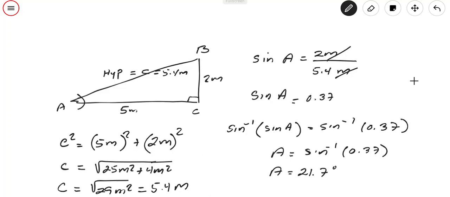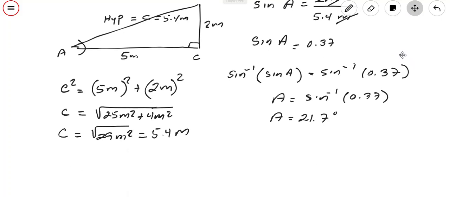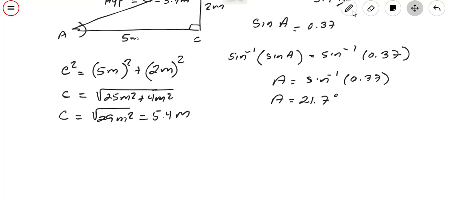So I found the sine of the angle. The sine of A is 0.37. And once I know the sine of the angle, I can find the angle just by using the inverse function. Exactly as I found the sine of the angle, I can find the cosine of the angle.